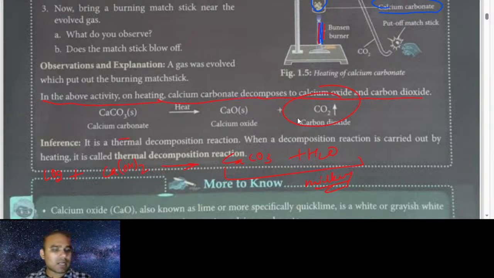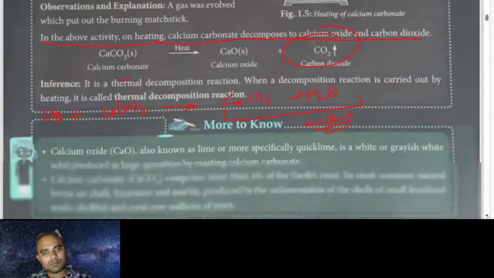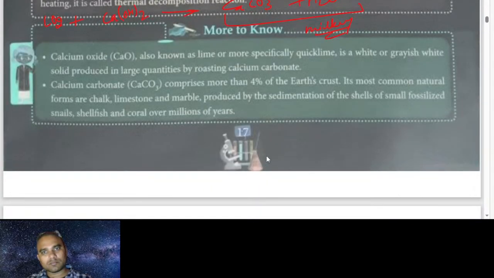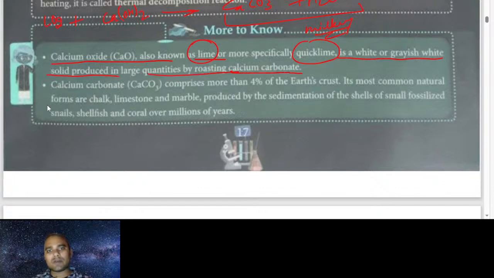Now let's move on to the next one, student. See, they are saying calcium oxide, also known as lime, more especially quicklime, is a white, grayish white solid produced in large quantity by roasting of calcium carbonate. Calcium carbonate means CaCO3. Roasting means heating. So it will give CaO plus CO2.